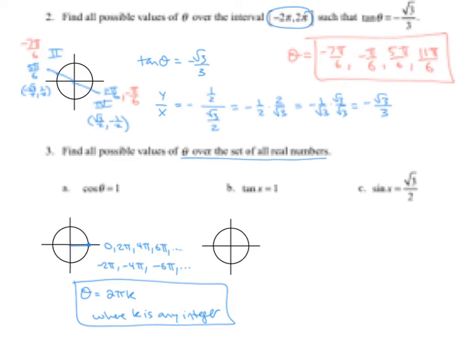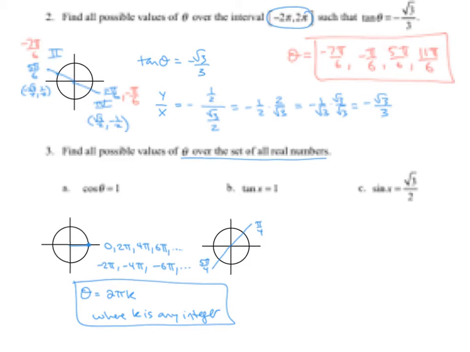In the next one, tangent theta, or tangent x, equals 1. Tangent x equals 1 when you have y over x as root 2 over 2 over root 2 over 2. So that's going to be at pi over 4. And if they were both negative, that would also work. So in quadrant 3 at 5 pi over 4.